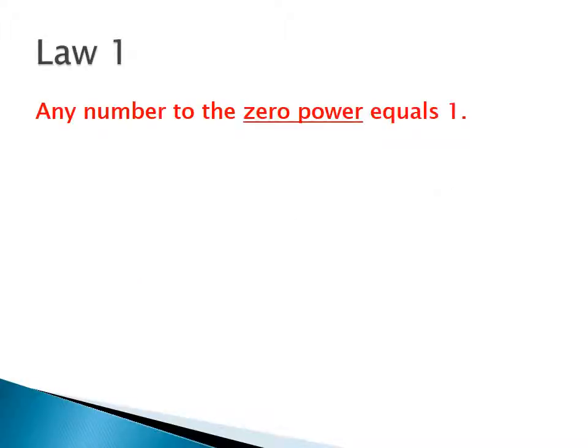First law is when any number is raised to the zero power. When we have a number raised to the zero power, the answer is 1. An example is 7 to the 0 equals 1, and x to the 0 is equal to 1. So anytime we raise a number or a variable to the zero power, the answer is 1.